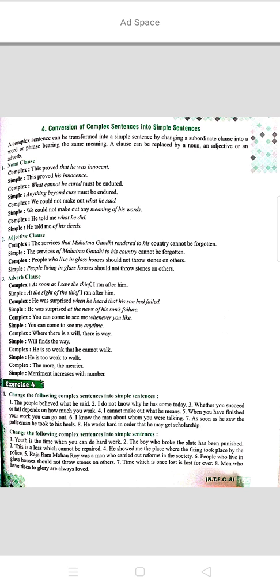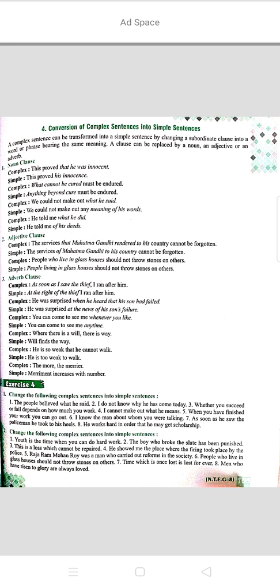A clause can be replaced by a noun, an adjective, or an adverb. See, a complex sentence is given to us with a noun clause: This proved that he was innocent. So you have to use a noun word. That he was innocent is a noun clause. What word can you use? Innocence. Innocence is a noun. So while replacing it into simple: This proved his innocence. You haven't changed the meaning and your transformation is done here.